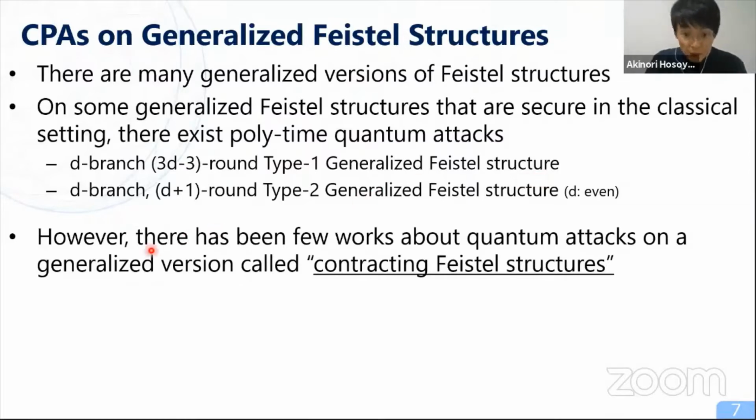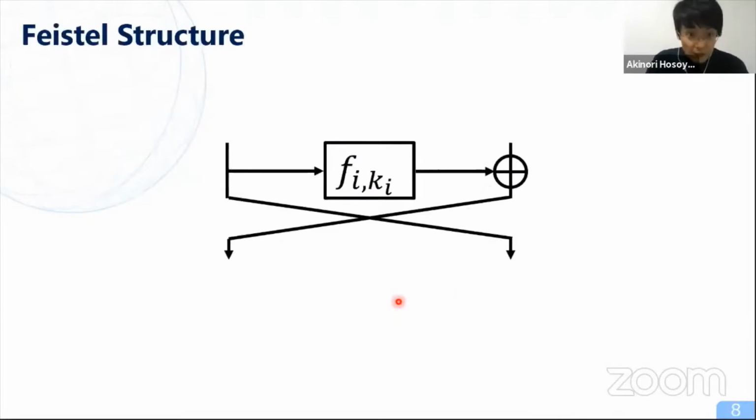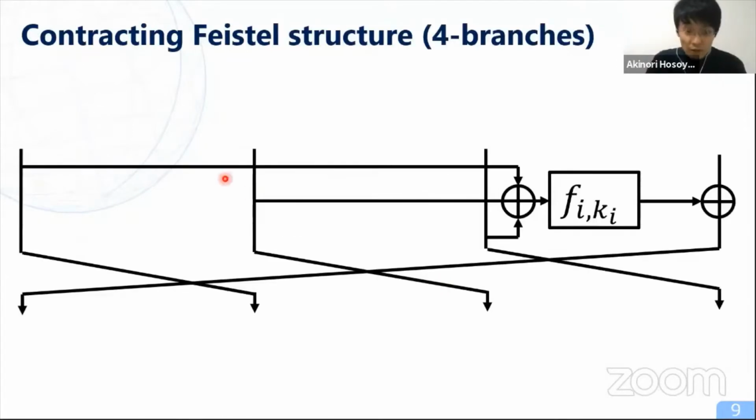However, there have been few works about quantum attacks on a generalized version called contracting Feistel structures. So what are contracting Feistel structures? We recall that the Feistel structure looks like this. This picture illustrates the single round transformation of Feistel. And now the contracting Feistel structure looks like this. Now it has many branches, and its characteristic is that before the round function, the sum is taken over all branches except for the rightmost one. This is the contracting Feistel structure.